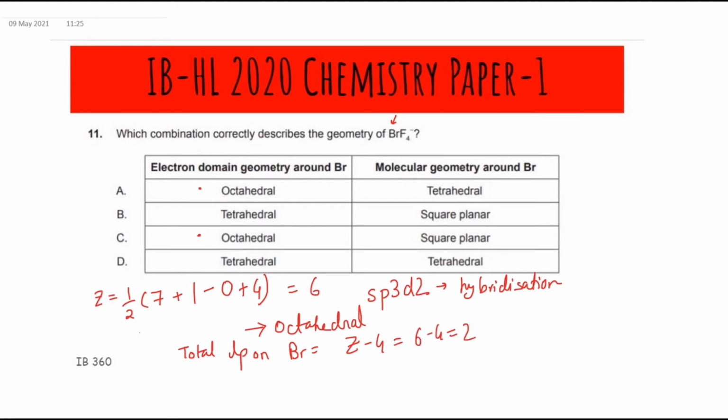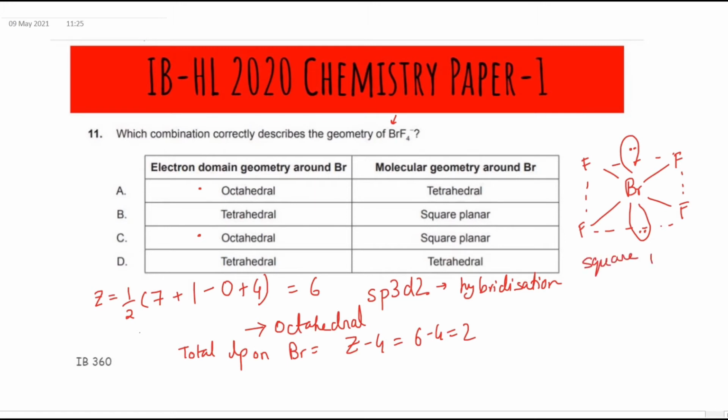So the structure of the compound actually looks something like this. We would place the 4 fluorine atoms at the equatorial positions and both of the lone pairs would be at the axial positions. So this corresponds to a square planar molecular geometry. So from these two pieces of information, octahedral and square planar, we can say option C is the correct answer to this question.